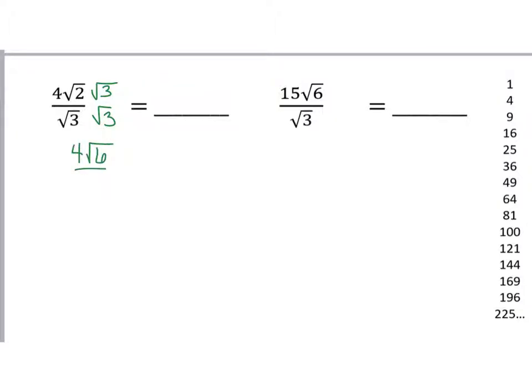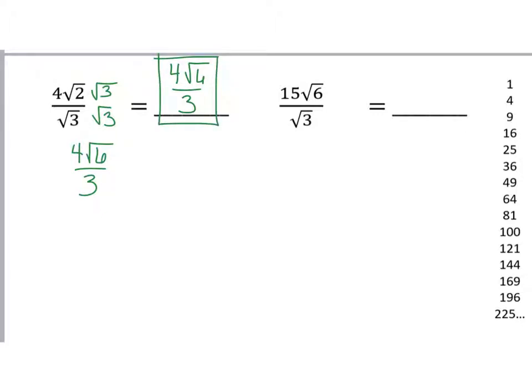And then square root of 3 times square root of 3 is 3. Look at your square root. Can I simplify this? No. Look at 4 over 3. Does that reduce? No, so that's my answer. 4 square roots of 6 over 3.